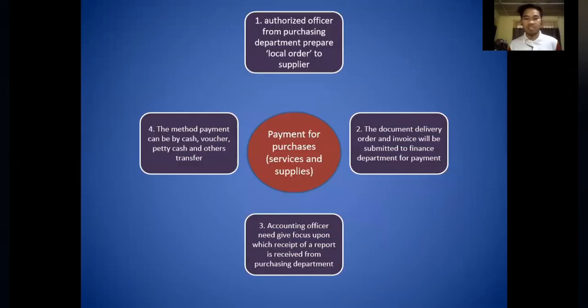And then, this is the payment for purchase. We only cover services and supplies. First one, the authorized officer from the purchasing department prepares a local order to the supplier. Secondly, the delivery order and invoice will be submitted to the finance department for the payment. And then the accounting officer needs to give focus upon which receipt of the report is received from the purchasing department. And then the payment method can be by cash, voucher, petty cash, and other transfers.